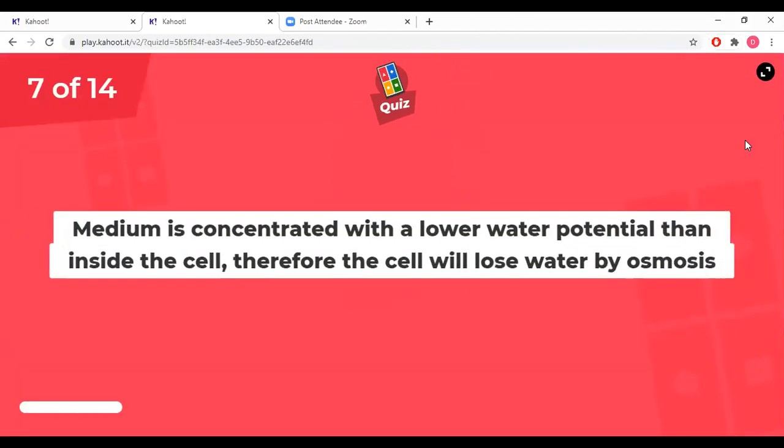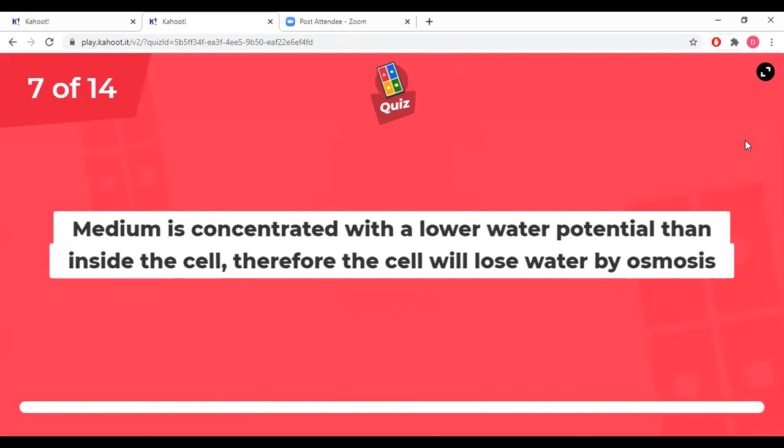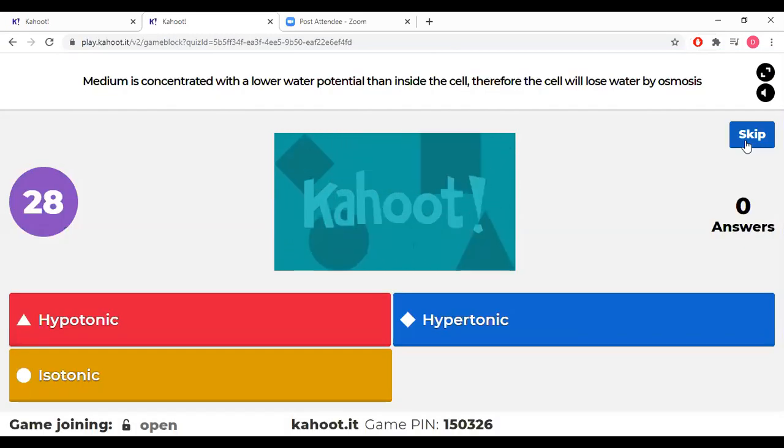Question 7. The medium is concentrated with a lower water potential than inside the cell. Therefore, the cell will lose water by osmosis. What is that state called? I explained it. It was the last part I did for revision just now.